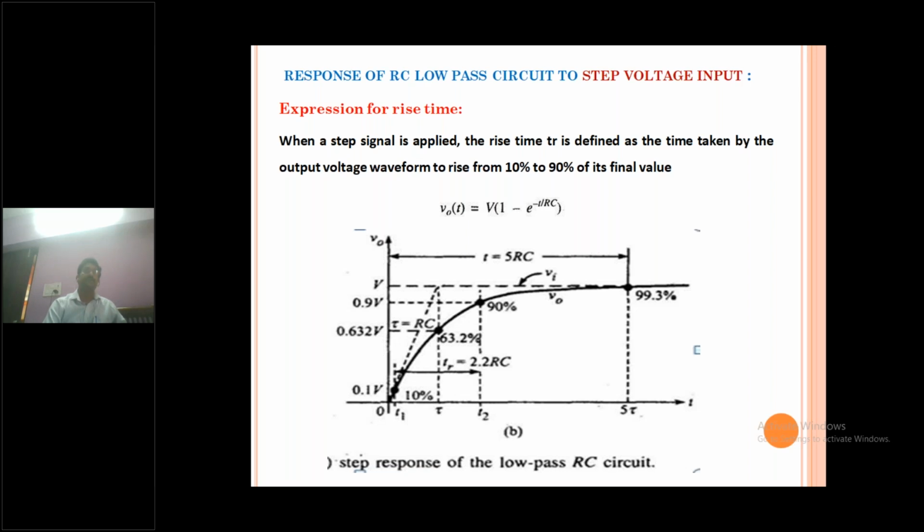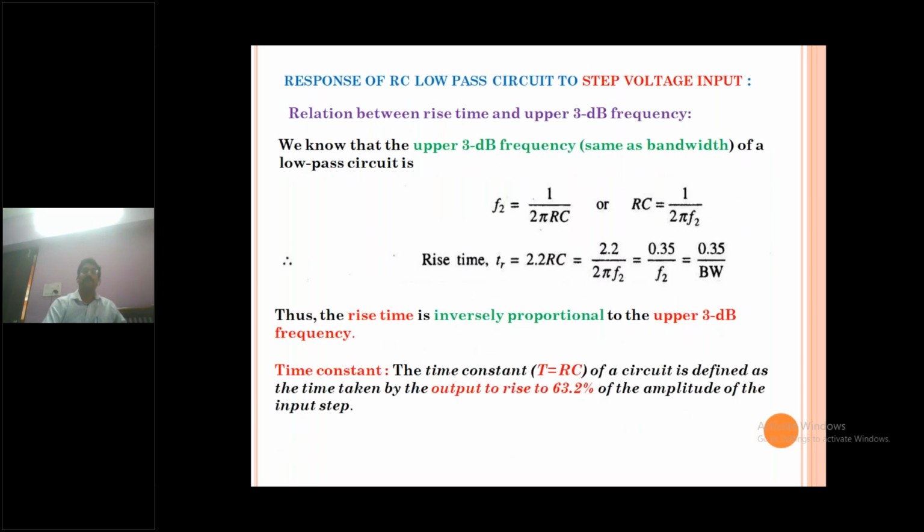But rise time is different. That is 10% to 90%. So both will be different. Time constant is 0 to 63.2% of the final value, and rise time is 10 to 90%.